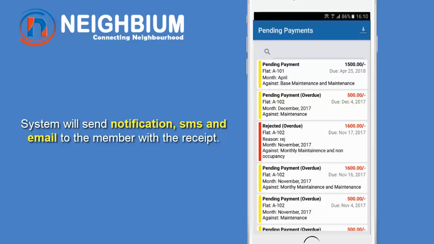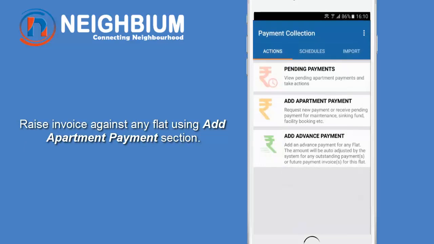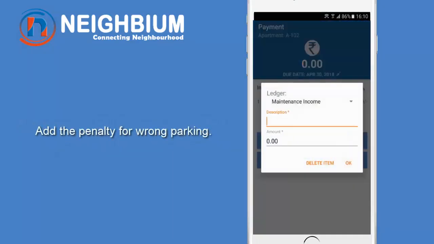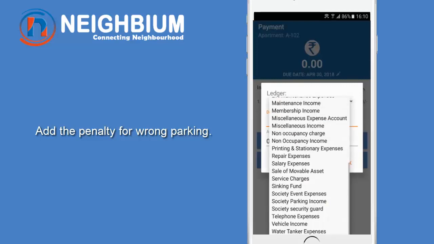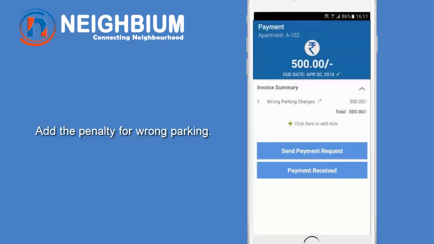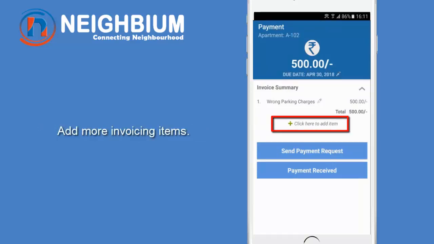Let's go back. To raise an invoice against any flat, click on Add Apartment Payment. Select the flat for which the payment request needs to be generated. Let's select A102. Let's say they have to pay a penalty for wrong parking. Select the correct ledger, enter the description and the amount to be charged. You can add more invoicing items by clicking here.